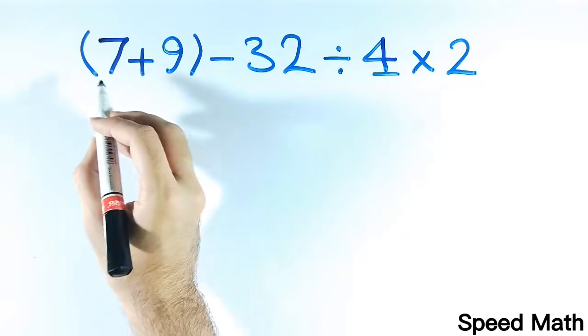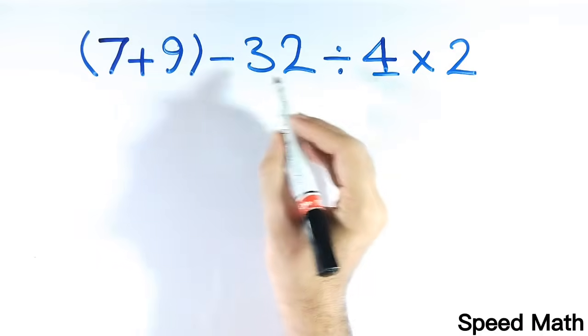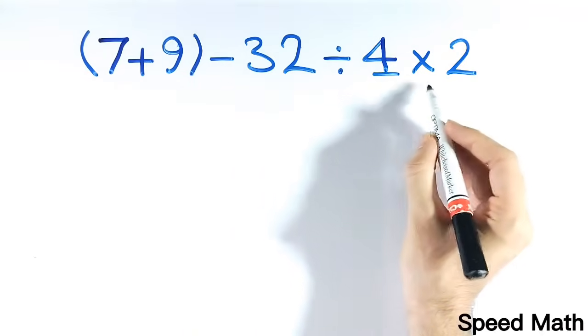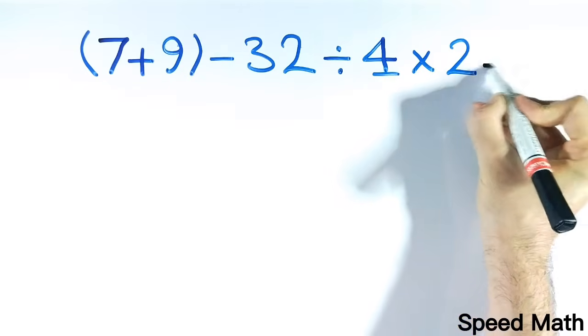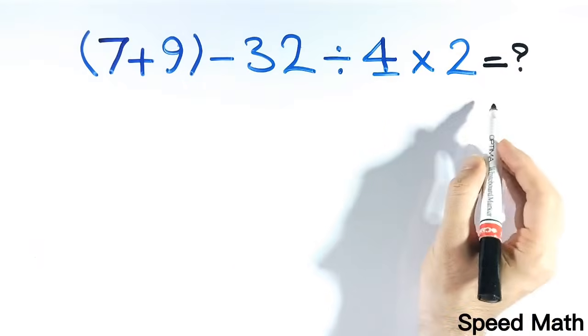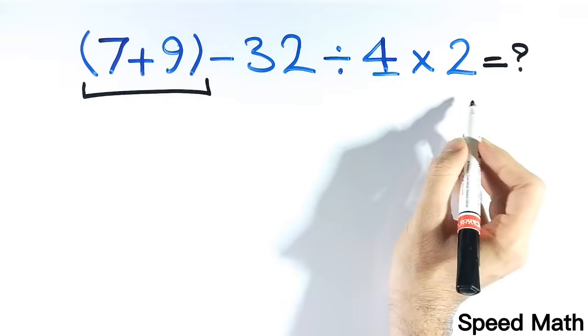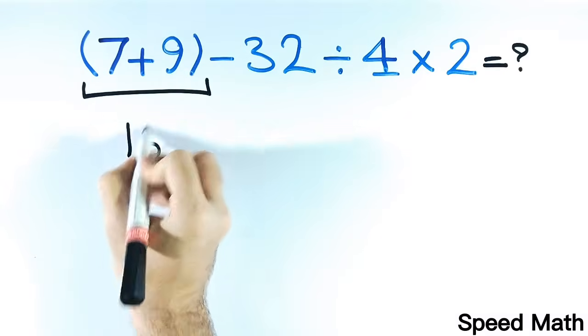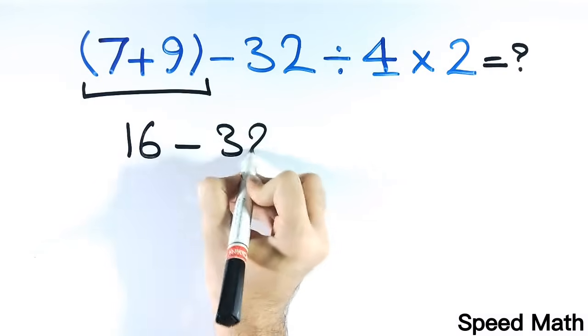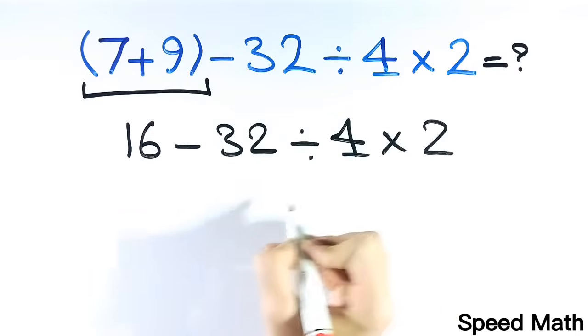If we have the expression 7 plus 9 inside the parentheses minus 32 divided by 4 multiplied by 2, then what is the correct answer of this question? Many people, when solving this question, go straight to the expression inside the parentheses, and instead of this expression, they write 16 minus 32 divided by 4 multiplied by 2.